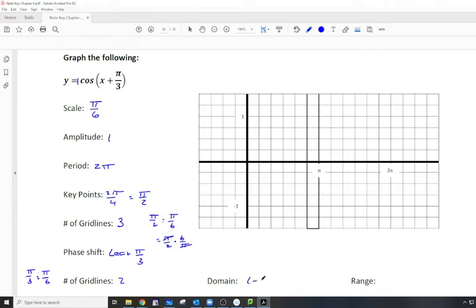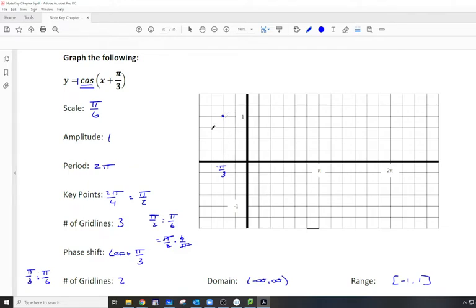The domain is going to be negative infinity to infinity, and the range is going to be negative 1 to 1. So how am I going to graph this? Well, now I'm going to pay attention to the fact that this is a cosine graph. So cosine graphs normally start at 0, 1, but I'm going to take that point and shift it left 2 grid lines. So it's going to start here. This is negative pi by 3. So I've gone left pi by 3, which was 2 grid lines.